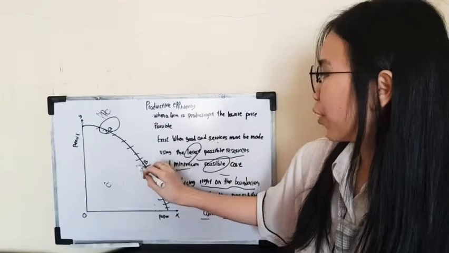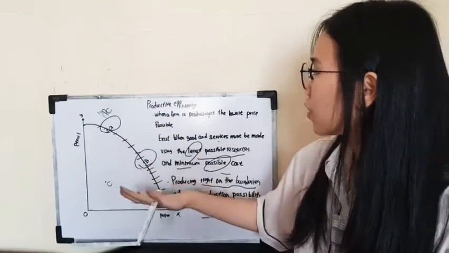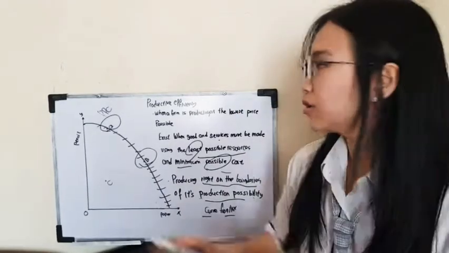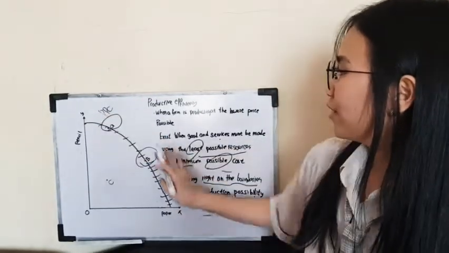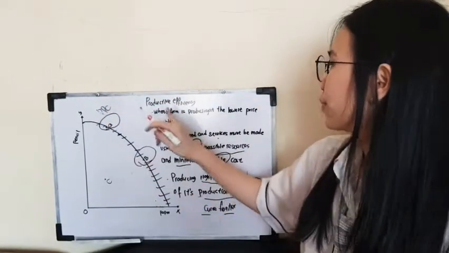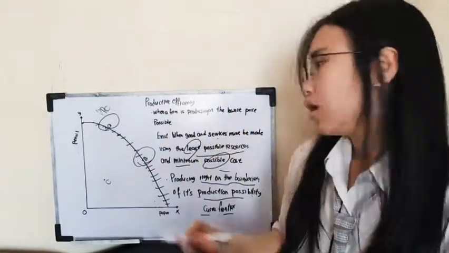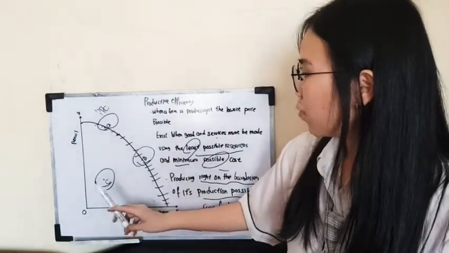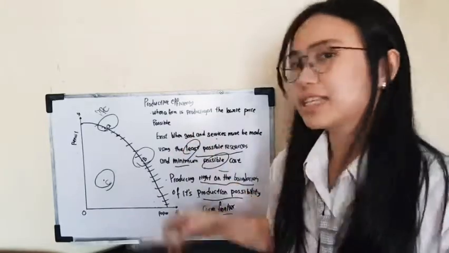Then how about point B? It will also be the same, productively efficient. They don't care about the location of their resources. You can just put it here and the production will still be productively efficient. But when the point is at point C, will it still be productively efficient?